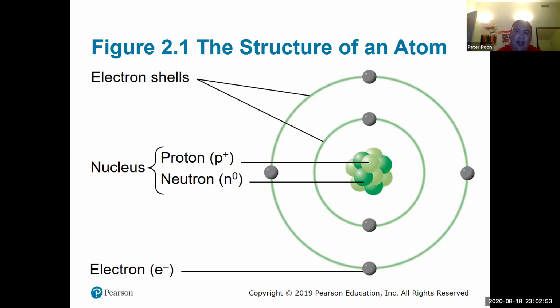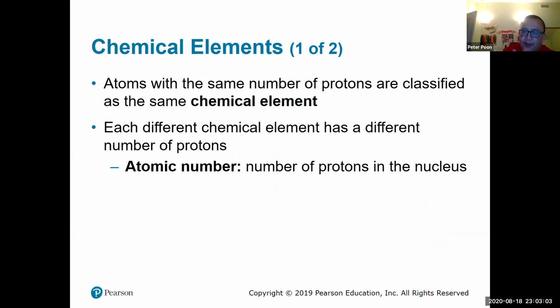Electrons have no mass. At least at this level of understanding, they have no mass. And protons and neutrons have equal mass. Technically not true, but close enough for this class.